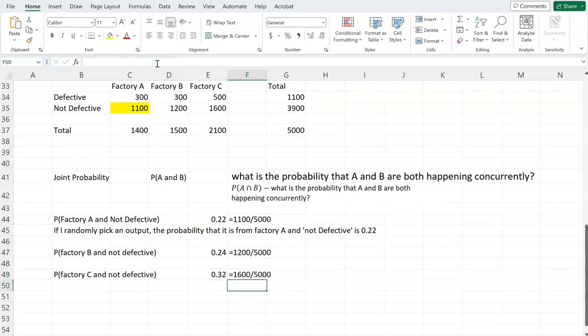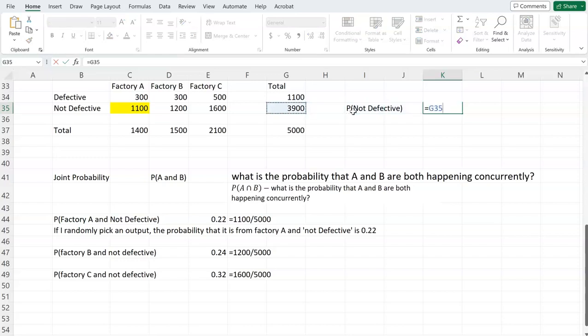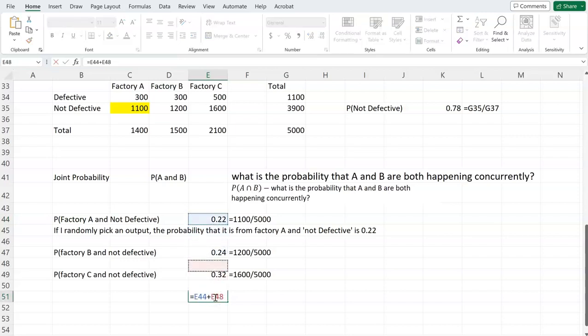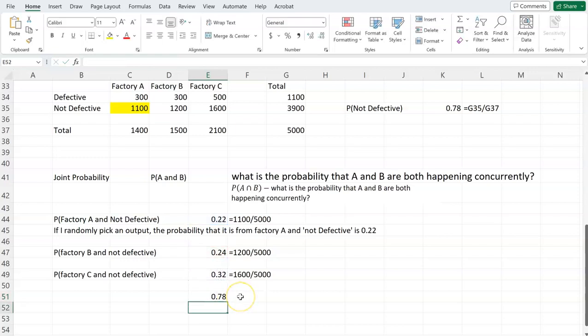Now, one thing here, if you notice, is that the total number of not defective is the sum of all these three numbers, which we get to be 3,900. If I find the probability of not defective, I've done that before, but let me just write it up here again. Then you will find it's going to be 3,900 divided by 5,000, which is 0.78. And if I add these three numbers together, 0.22 plus 0.24 plus 0.32, I get 0.78. You see those two numbers are exactly the same.